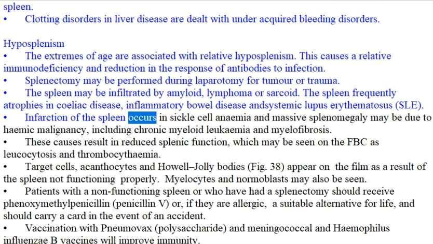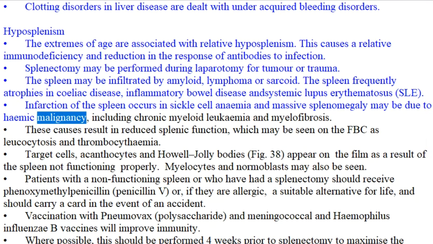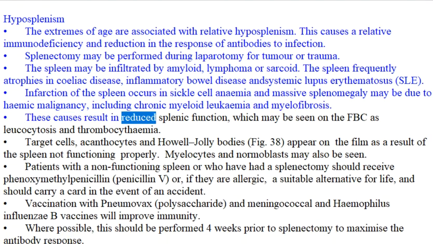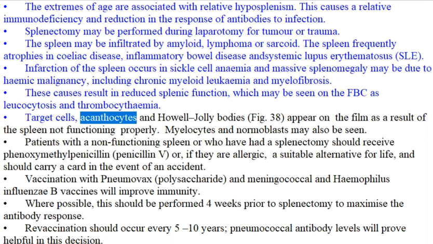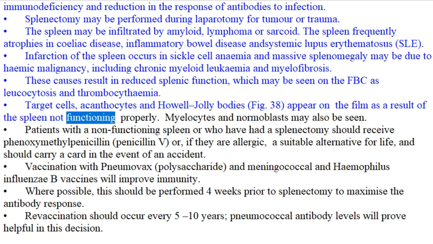Infarction of the spleen occurs in sickle cell anemia, and massive splenomegaly may be due to hemic malignancy, including chronic myeloid leukemia and myelofibrosis. These causes result in reduced splenic function, which may be seen on the FBC as leukocytosis and thrombocythemia. Target cells, acanthocytes, and Howell-Jolly bodies, Fig 38, appear on the film as a result of the spleen not functioning properly. Myelocytes and normoblasts may also be seen.